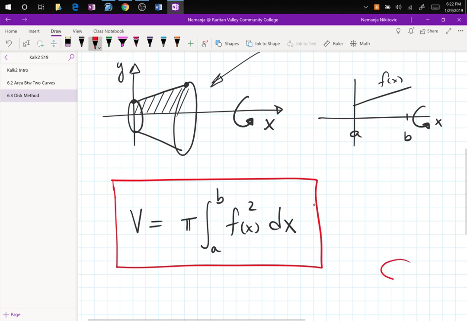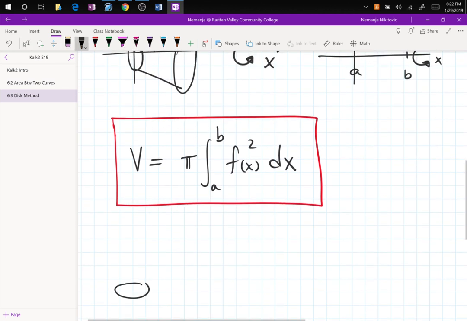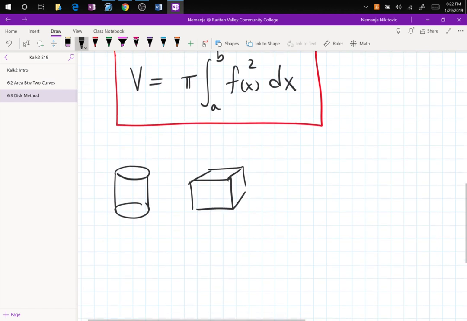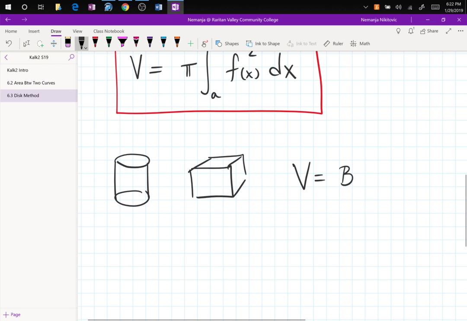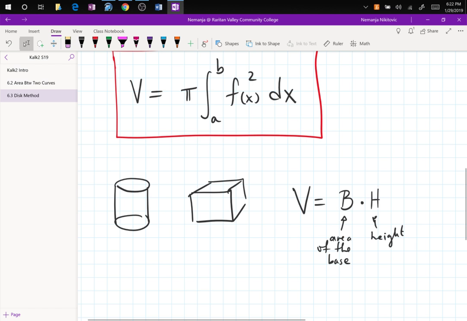So every object that looks like this, we have this one, we have this one. Well, you can have anything that is a prism like this. It's always going to be volume is equal to area of the base times the height. So area of the base, and this is height. If you have spiky objects like pyramids and cones and so on, there will be a 1/3 of that.